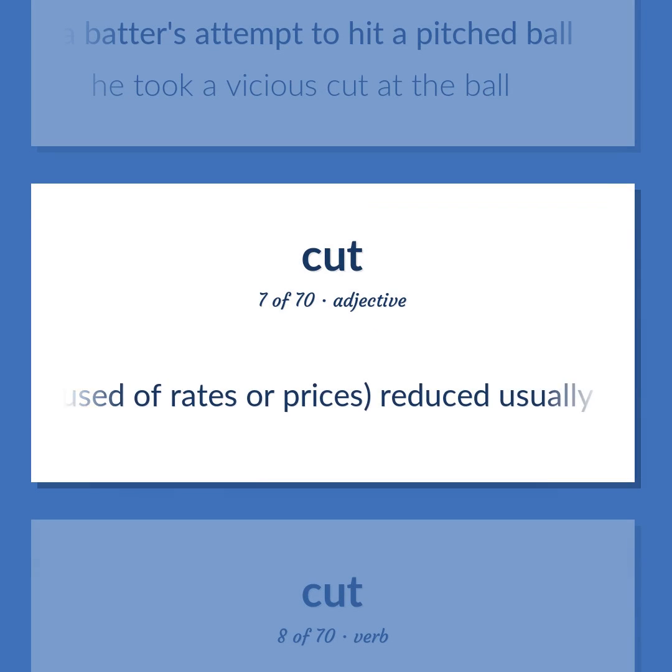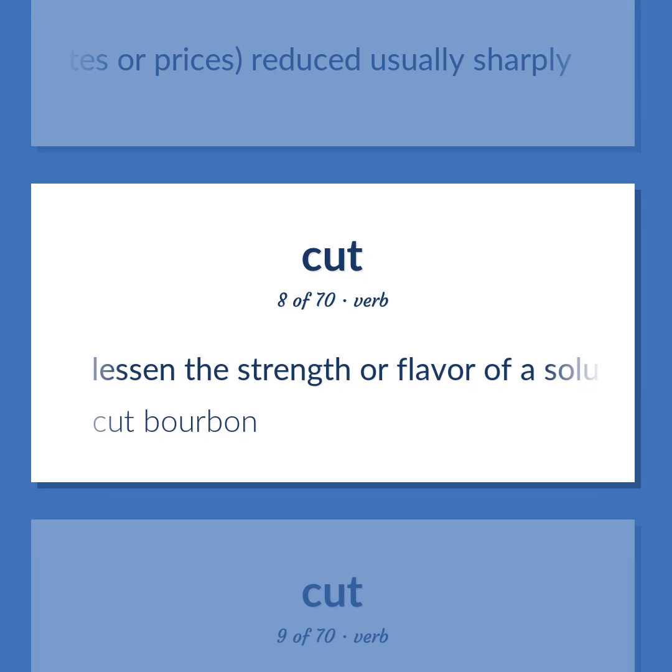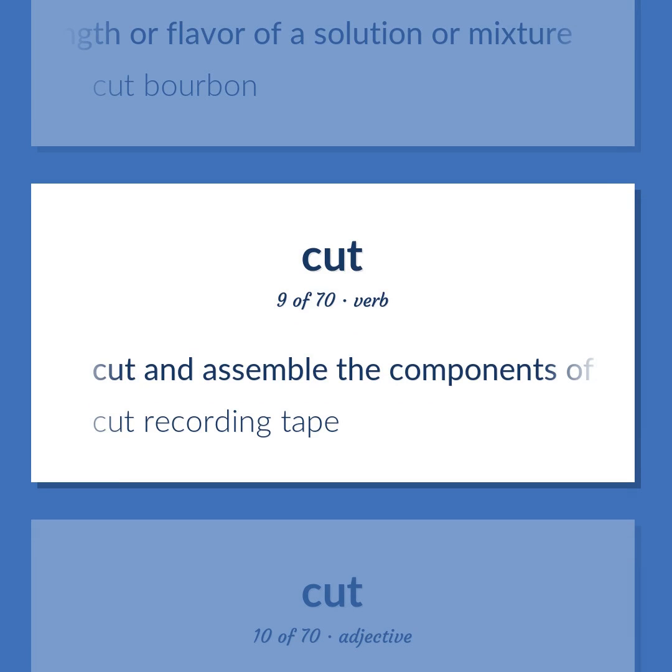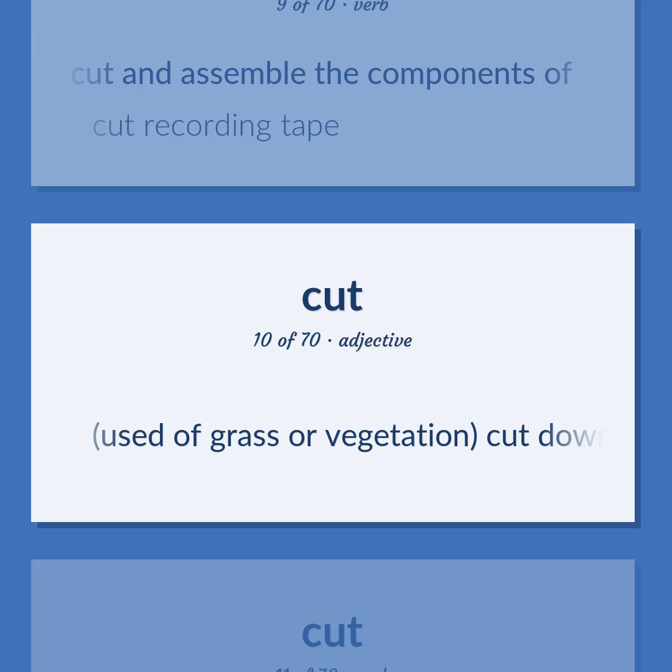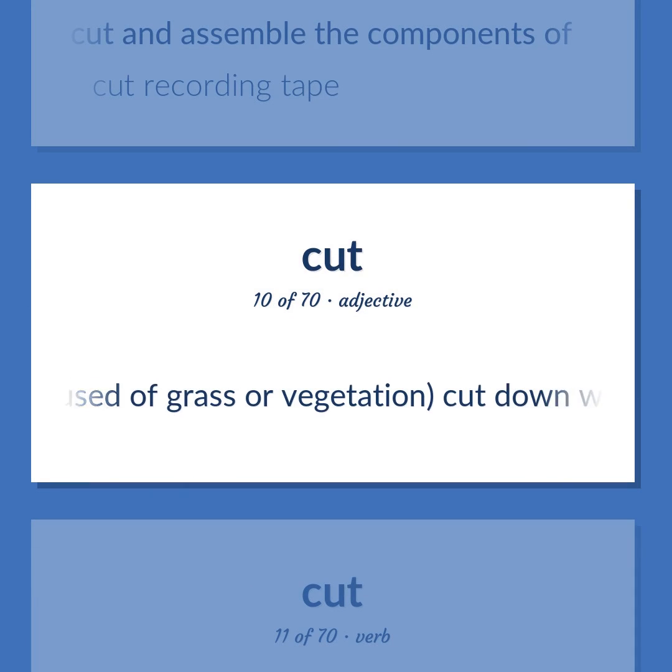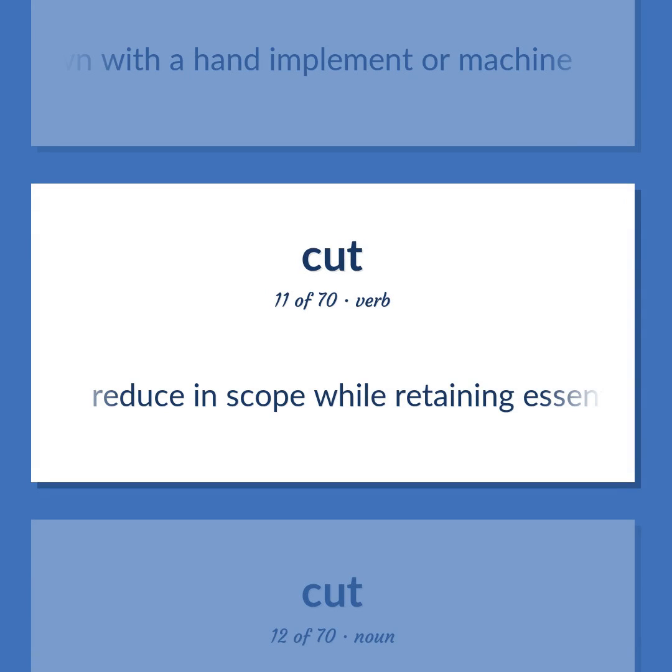Used of rates or prices, reduced usually sharply. Lessen the strength or flavor of a solution or mixture. Cut bourbon. Cut and assemble the components of. Cut recording tape. Used of grass or vegetation, cut down with a hand implement or machine. Reduce in scope while retaining essential elements.